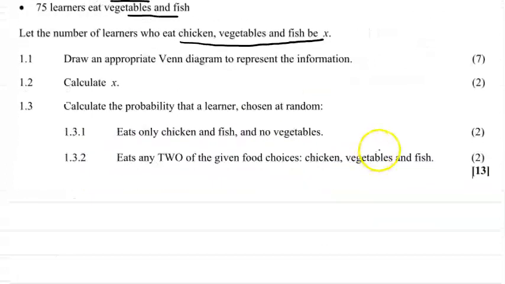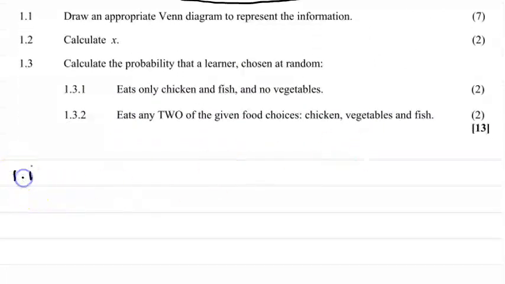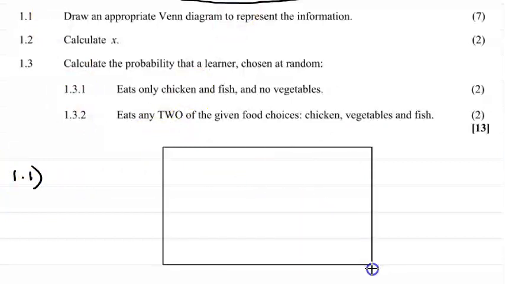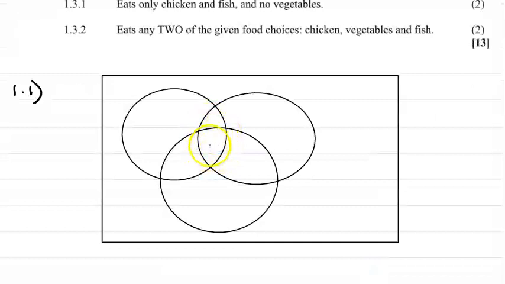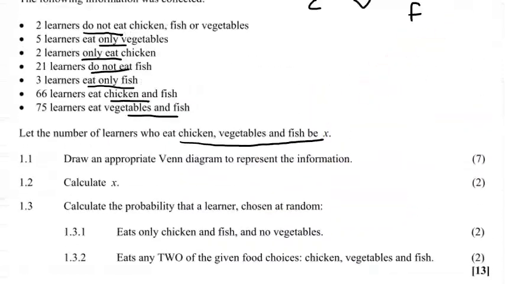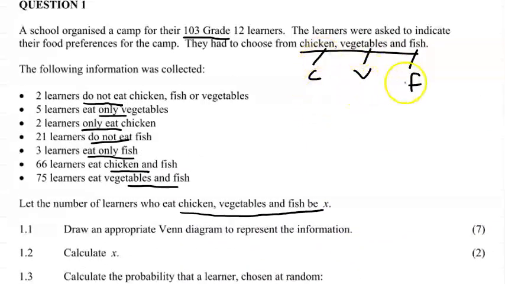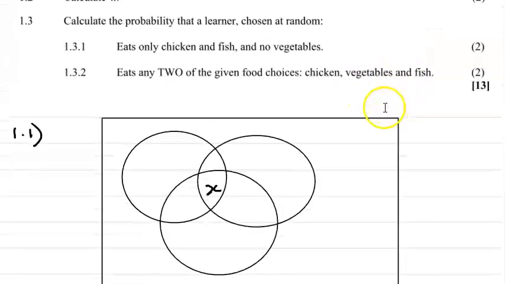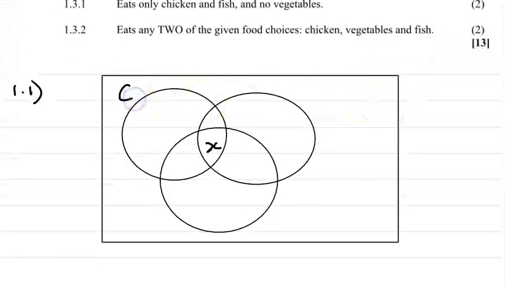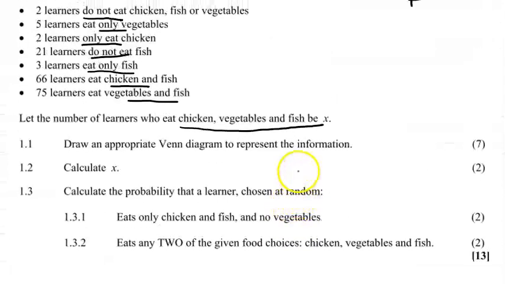So let us construct this Venn diagram. For 1.1, our Venn diagram would look something like this. The intersection of all 3 events is going to be equal to X. We said we're going to let C equal chicken, V equal vegetables, and F equal fish. So we've got C for chicken, that's the event, F for fish, and V for vegetables. So now let's go fill in all our information.